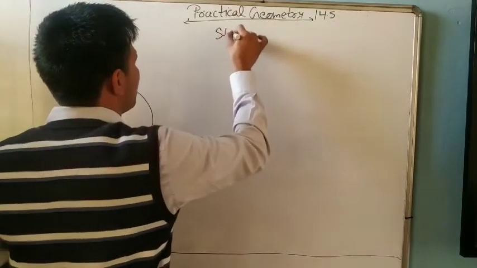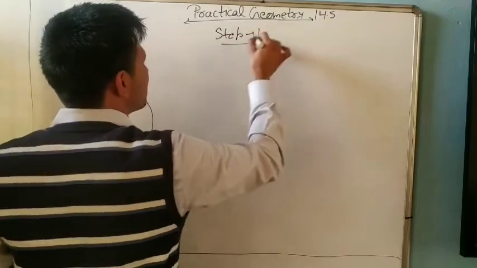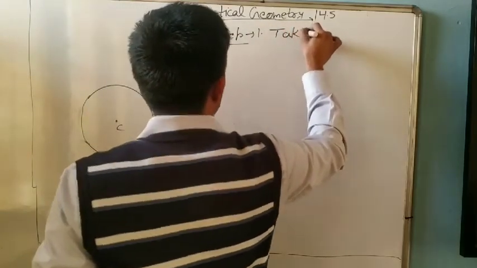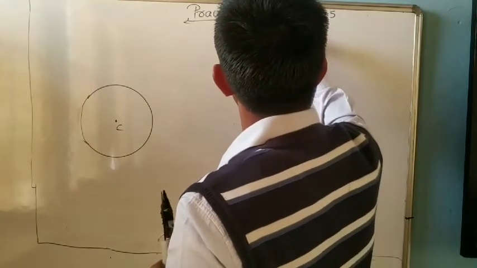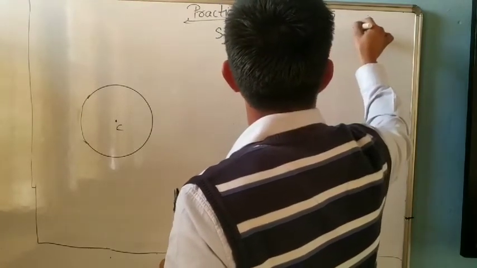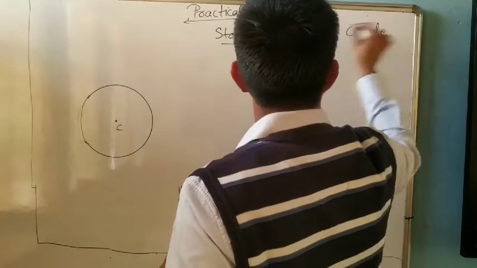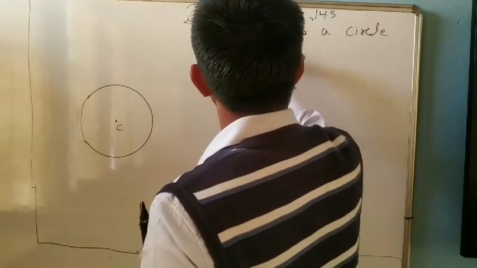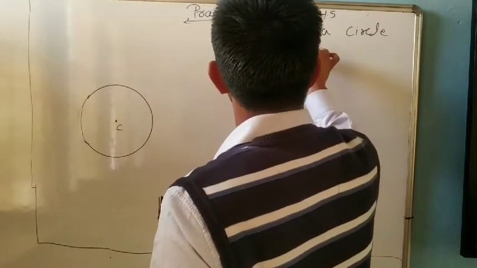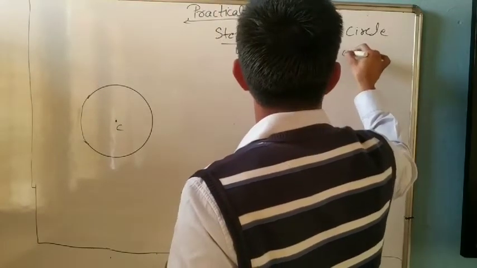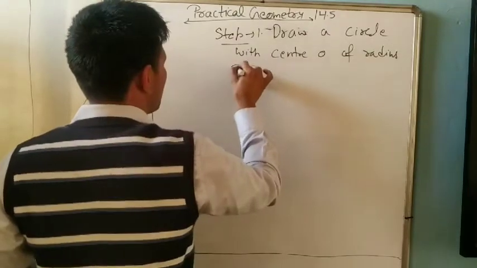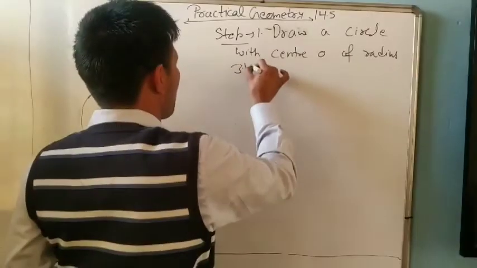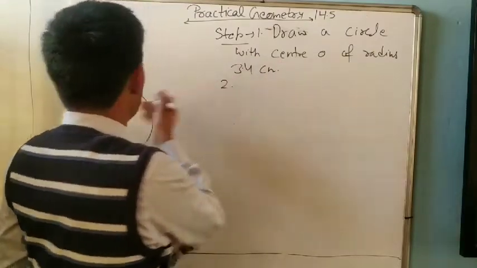So step 1 you can write: draw a circle with center O of radius 3.4 centimeters. Yes, we do only this much.